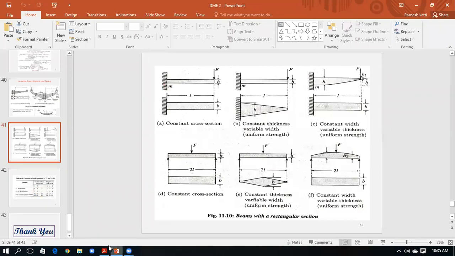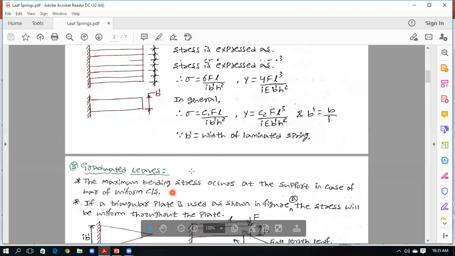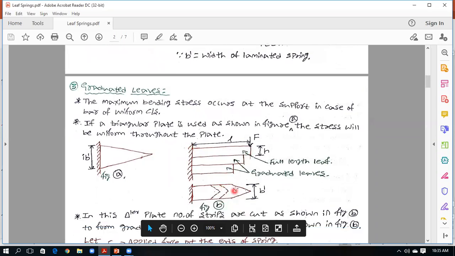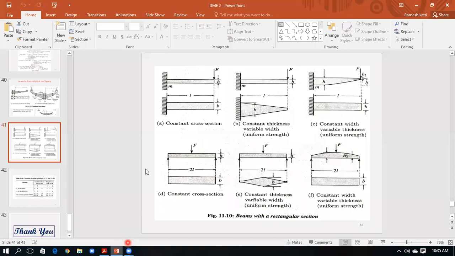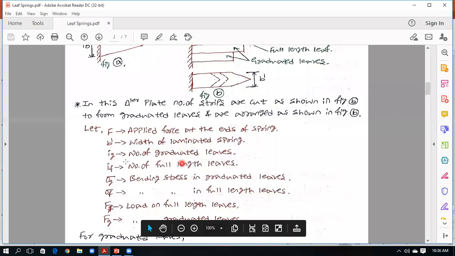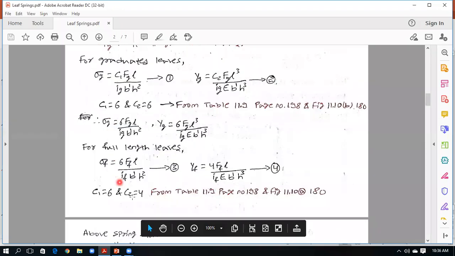It is a cantilever. In this case, the condition is a cantilever with constant cross section. Here you can see that this is a triangular one, whereas the first one is a flat spring. Now substitute the values of C1 and C2 for the constant cross section cantilever. You have to refer to figure A. From figure A, the value of C1 is 6 and the value of C2 is 4. Substitute that, and call these equations 3 and 4.